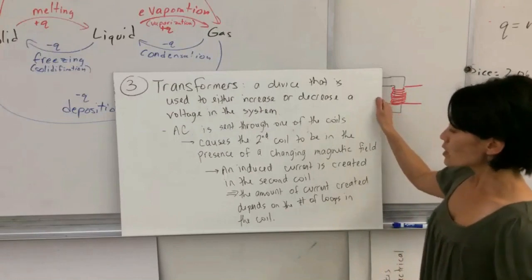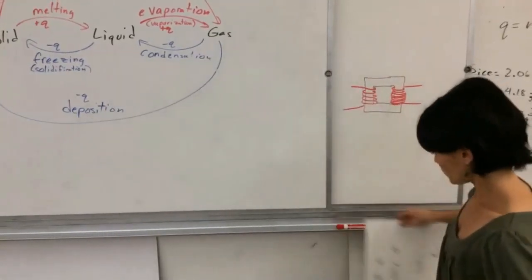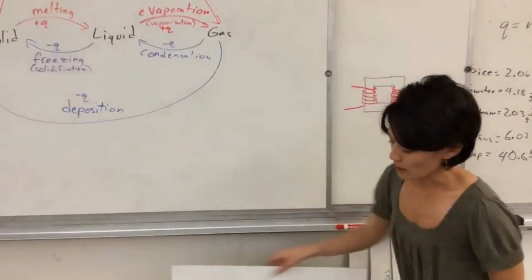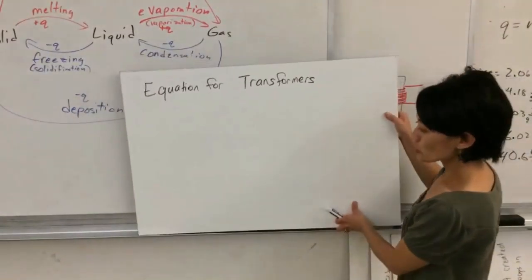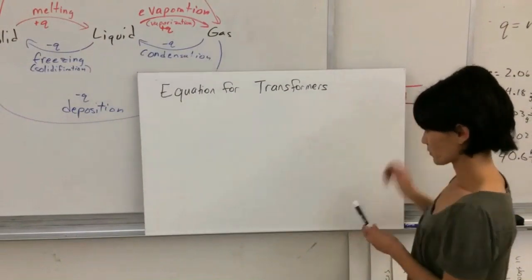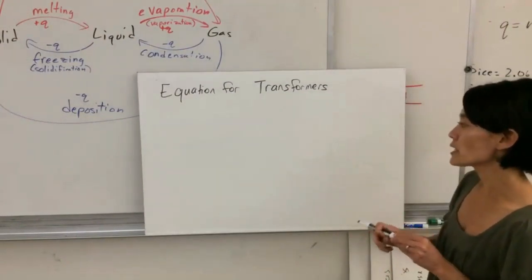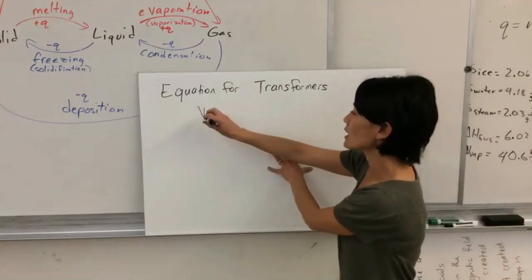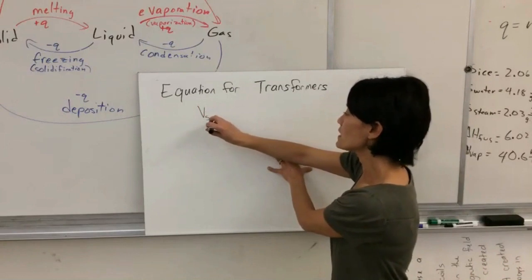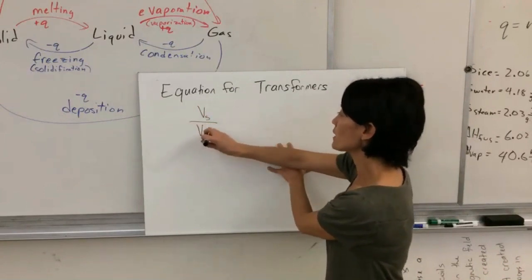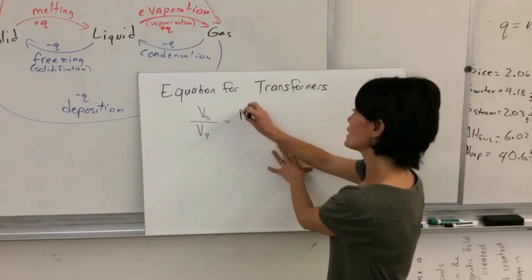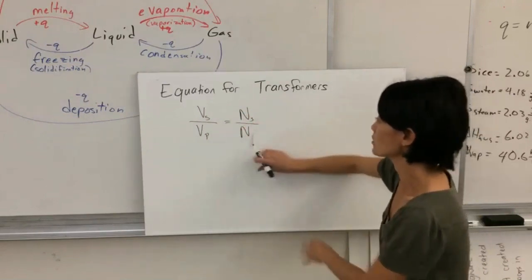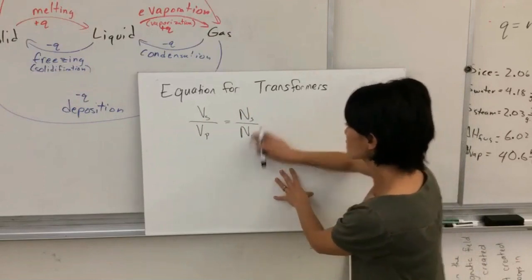All right? So I guess that current is created because there's a voltage difference there. So let's look at the equations for transformers. The equation for transformers is this, and I'm just going to write it out and then I'll explain what the terms are. Vs over Vp is equal to Ns over Np. Oh, that's a terrible P. Oh, that's even worse.